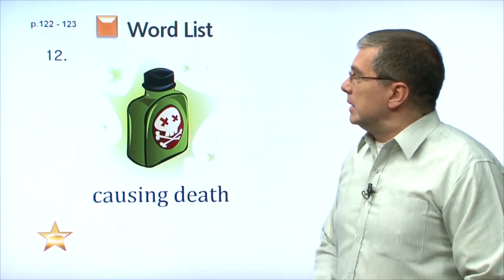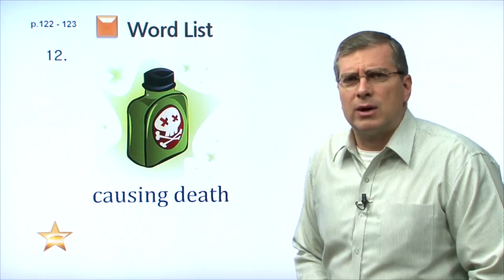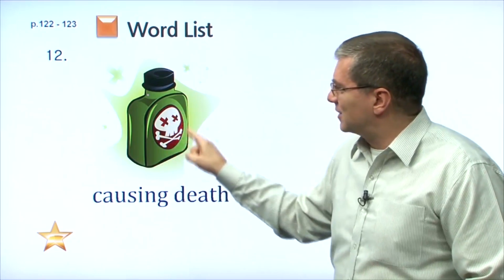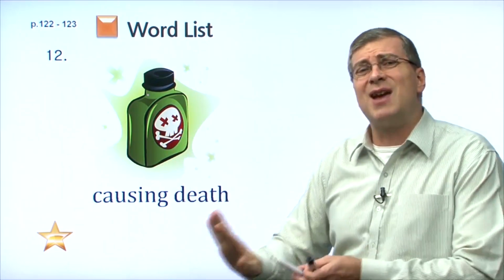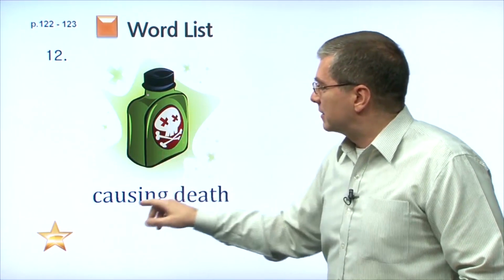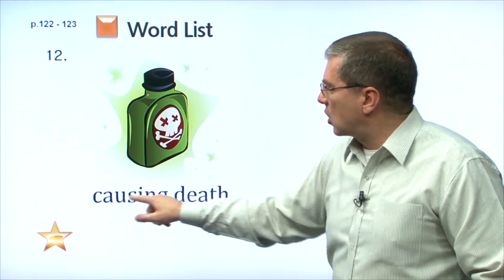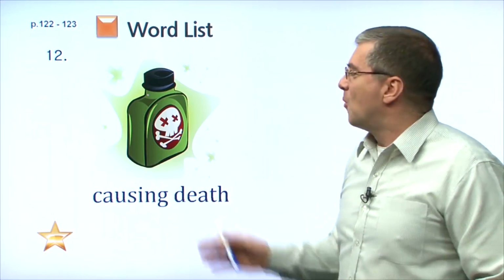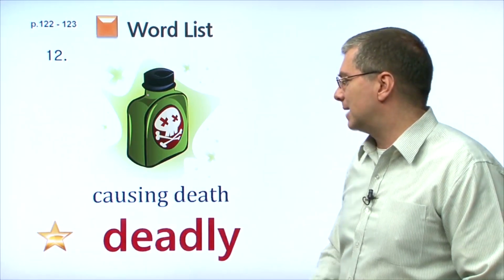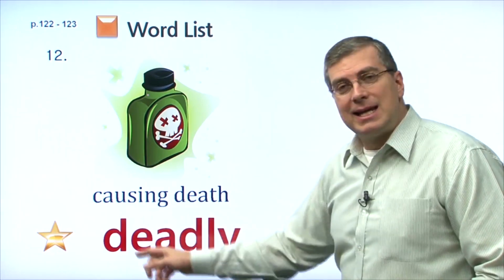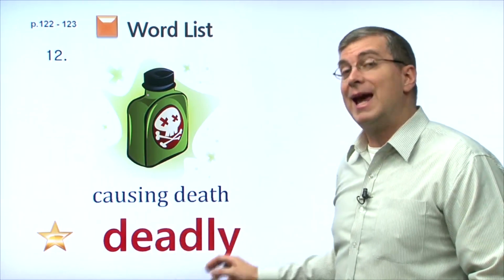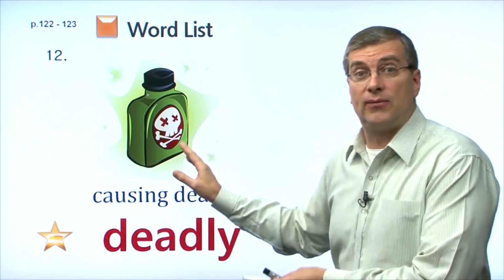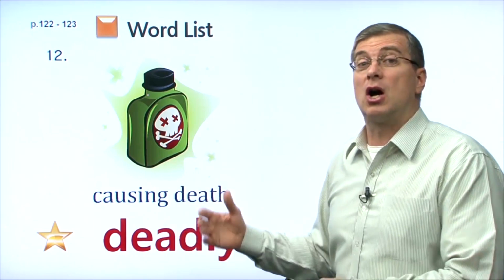Our last word here is kind of a scary word. Be careful of this sign. If you see that sign on a bottle, stay away from that bottle. What can we say about this? It's causing death. Oh, somebody dies. It's very dangerous. What word are we looking at here? We are looking at deadly. Deadly is a description word, an adjective. It describes something. We can look at this and say, oh, be careful. It's deadly. It can cause death.